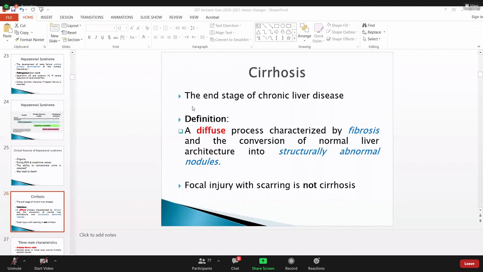Okay, so for cirrhosis we said it's the end stage of a group of diseases causing chronic liver disease. By definition, cirrhosis is the end stage of fibrosis. It is diffuse, meaning involving the whole liver. A process characterized by fibrosis, the deposition of collagen and fibrous tissue is the main manifestation, and the conversion of normal liver architecture into structurally abnormal nodules. We will see it below.